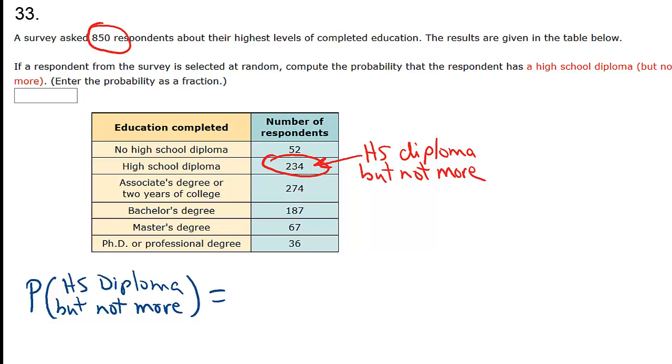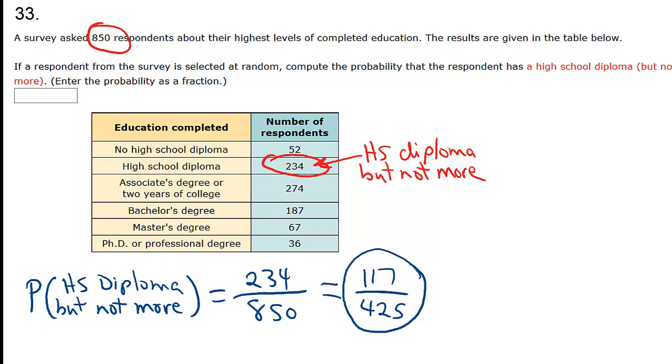And there are 850 respondents, so that would be 234, the number that satisfy what you want, which are the high school diplomas but not more, divided by the total, which is 850. And they wanted it as a fraction. So even though it does reduce to 117 over 425, WebAssign doesn't really require you to do that, so you could certainly write in 234 over 850. But don't give it as a decimal.